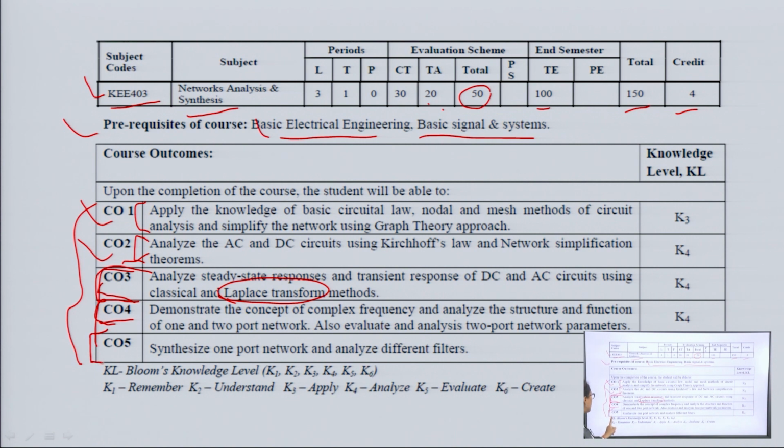The last unit contains your network synthesis part. As the name suggests, it is a course on network analysis and synthesis. So the network analysis part has been covered in all these units, by different methods you are going to deal with it, and the synthesis part is going to be covered in unit number 5, which will contribute to your CO5, that is synthesis of 1 port networks and analyzing different filters, right. So we will deal with all the units one by one.